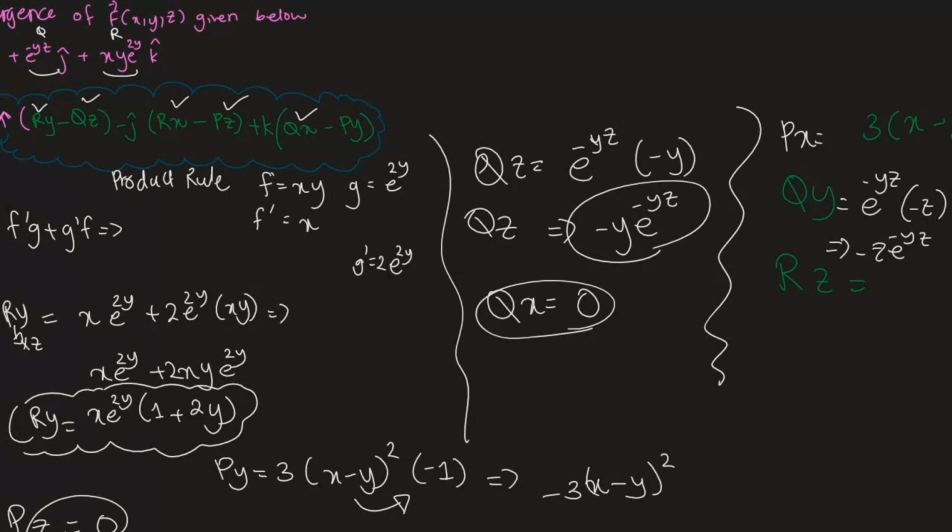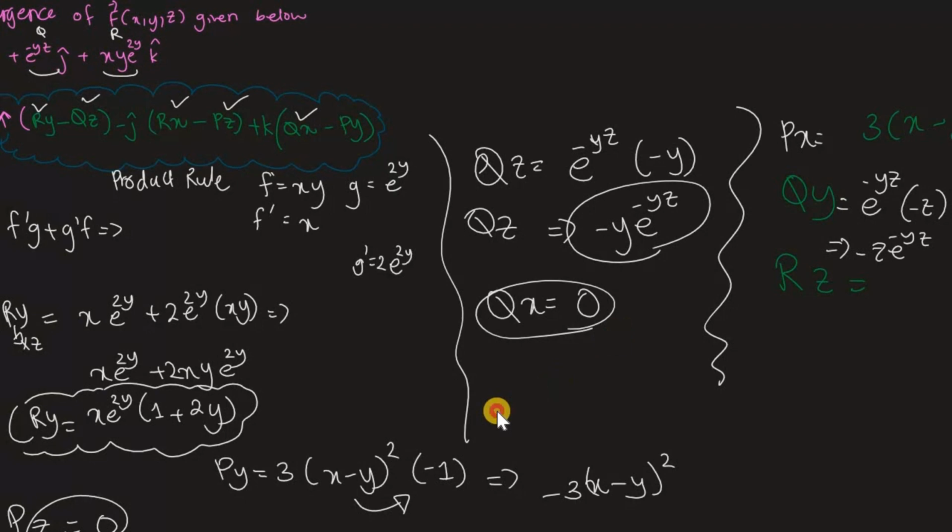Here we are lastly finding R of z, and R is over here. We are differentiating with respect to z, there is no z in here, so this is simply 0. And we have what we all needed. So for divergence of F, like the formula said, we needed P of x plus Q of y plus R of z.